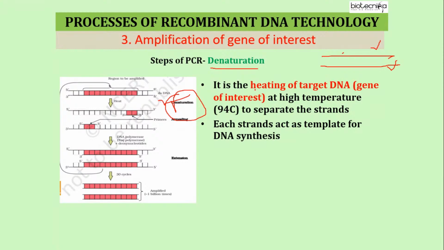How you do it is you heat the target DNA or gene of interest at a very high temperature. Again, an important point: what is the temperature needed to melt or separate the DNA strands? It is 94 degrees centigrade. Once these strands are separated, both strands will be used as a template for the process of DNA synthesis. So the very first process is denaturation, because you are heating the target DNA at 94 degrees centigrade.